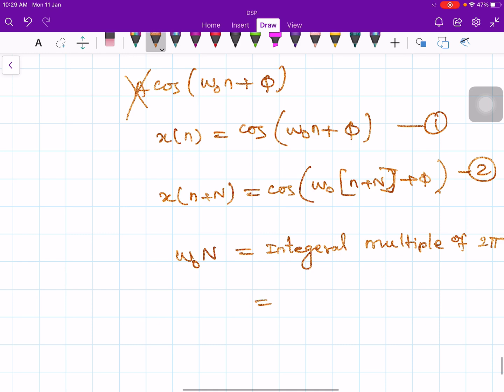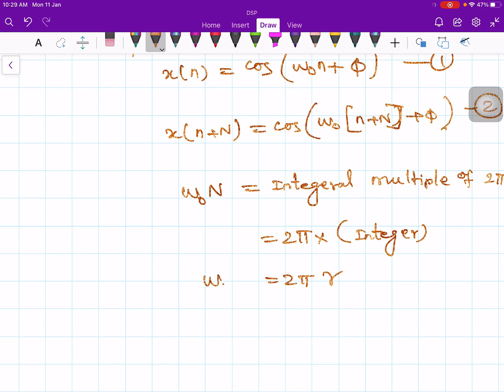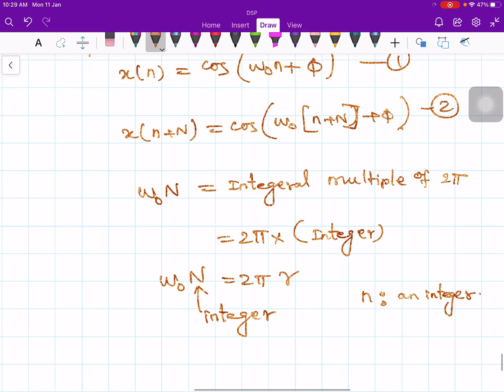So therefore 2 pi times some integer. Let me call that integer r, a whole number. Here omega naught and n, and this n is also an integer. In digital signal processing we said this n is an integer. Please remember that it cannot take any value other than integer. Therefore this capital N is also an integer and this r is also an integer.